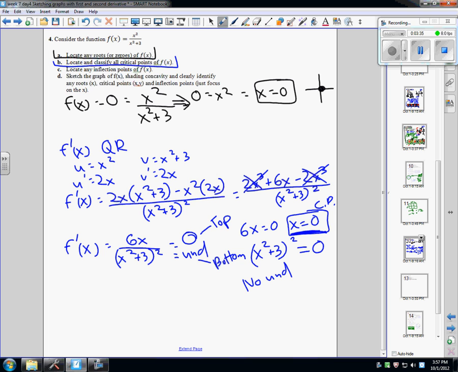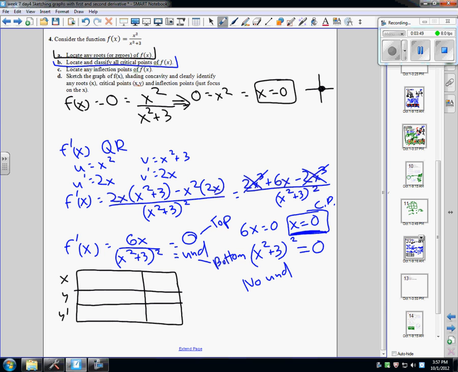So from that, luckily this is a smaller box to make. x, y, y prime. I do care about the y's on my first derivative. x equals 0. What's my y? Plug into the top. 0 squared over 0 squared plus 3. y equals 0. And this is when my slope is 0. I don't care about anything here. I just care about the signs now of my first derivative.